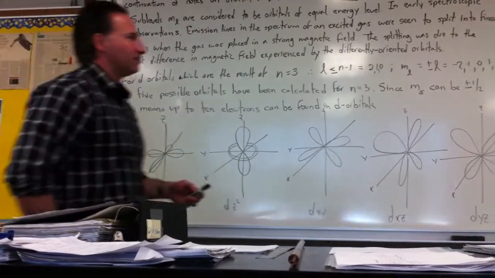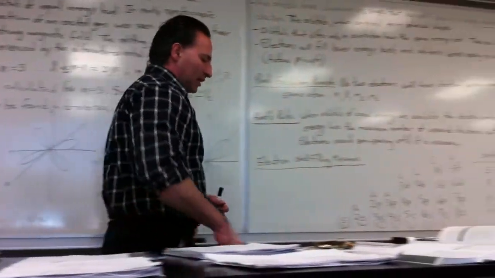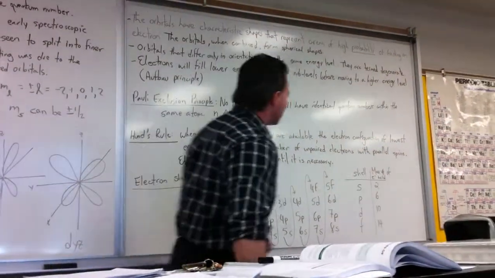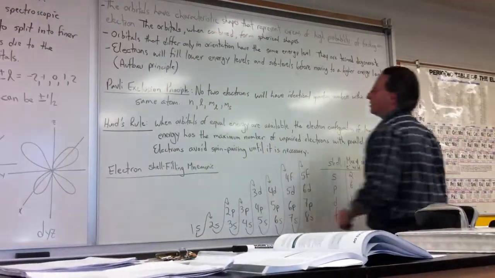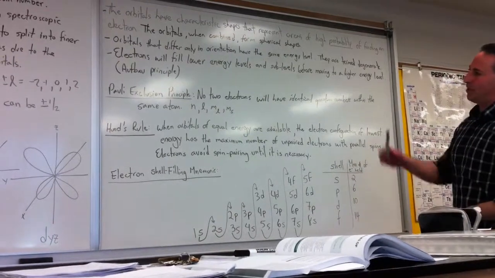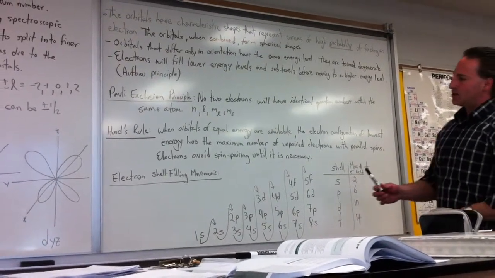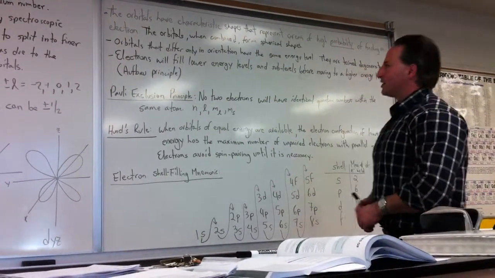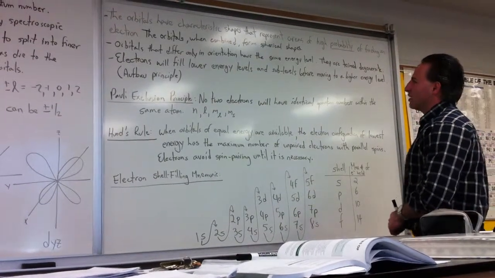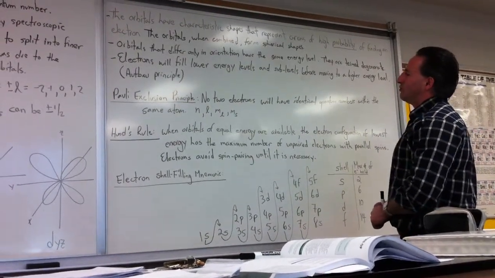They repel each other. When we think about filling electron shells, there are 3 principles that have to be kept in mind. One is called the Pauli exclusion principle, the second is called Hund's rule, and the third is the Aufbau principle. Let's talk about the Aufbau principle.